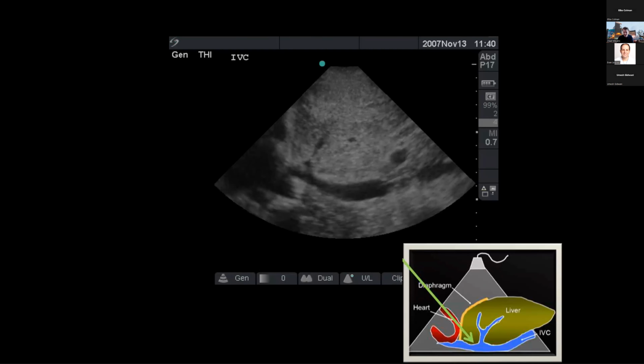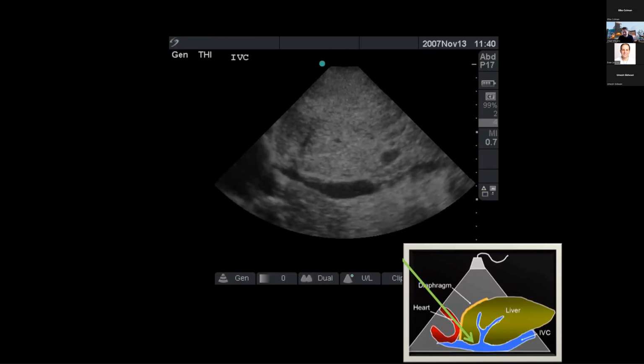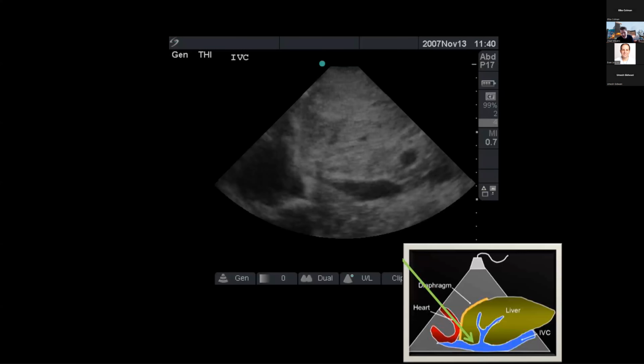Now, I think everybody's familiar with how to perform an IVC assessment. Just because of the importance of it with the evaluation, I just want to go over this very briefly. So I start with a subxiphoid view. I start with a longitudinal assessment of the IVC, and I'm going to look primarily at the segment that's at least a few centimeters proximal to the hepatic veins.